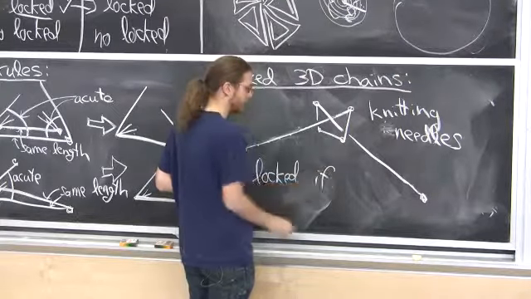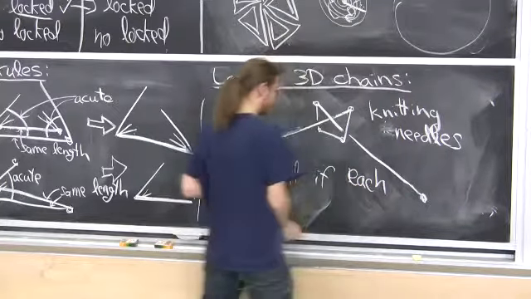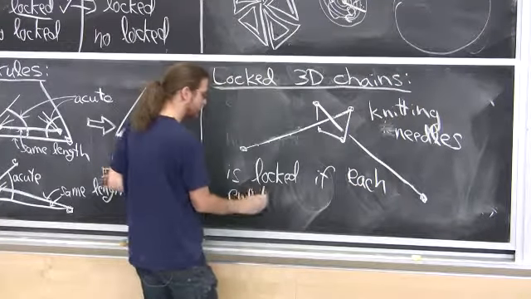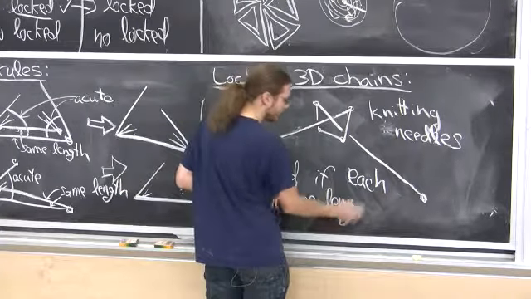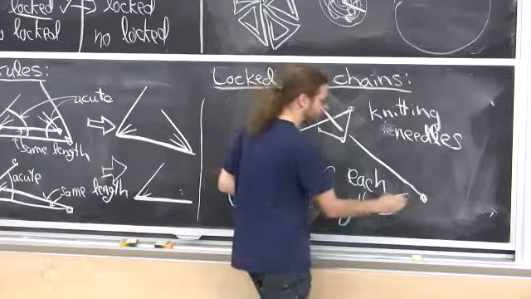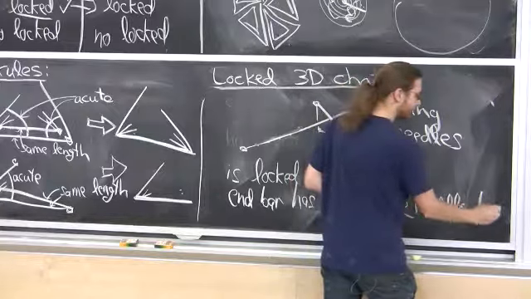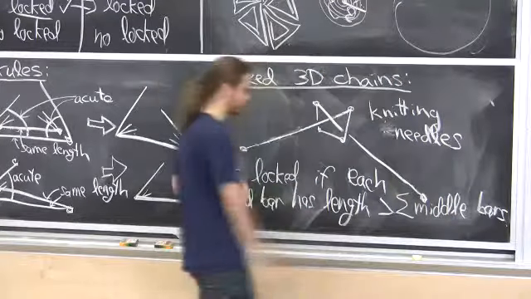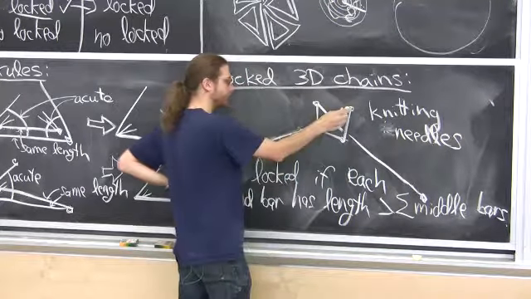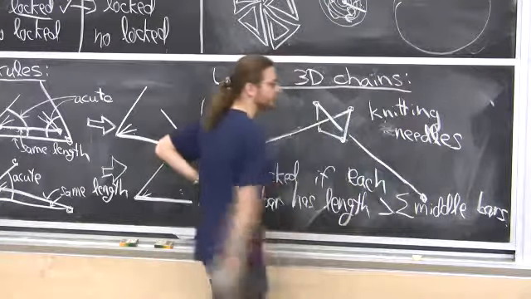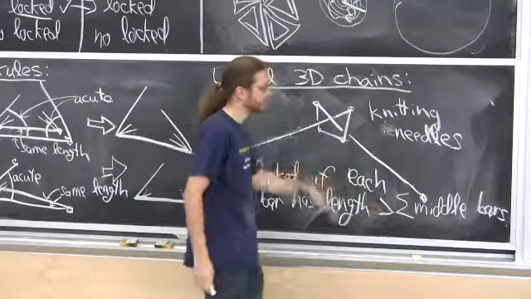provided each end bar has length strictly greater than the sum of the middle bars. So there's 3 middle bars here. Add up their lengths. It should be shorter than this one, and it should be shorter than this one. That's the cutoff. And I believe once it's the other way around, this is not locked.